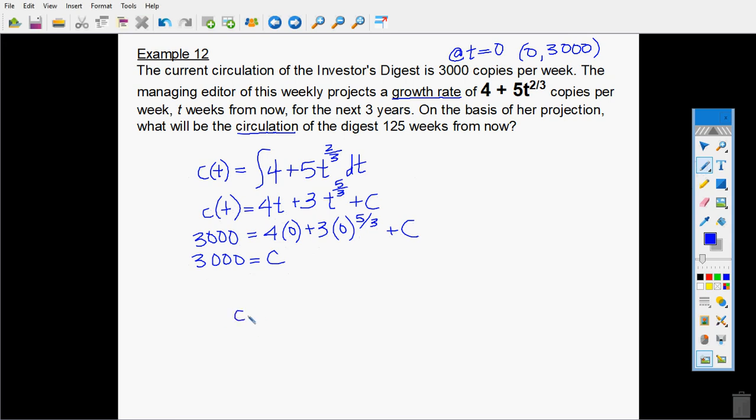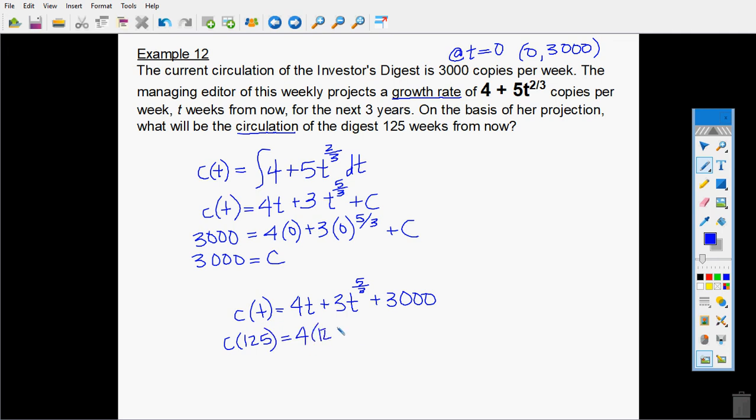So now I have that C of t is 4t plus 3t to the 5/3 plus 3,000 is my circulation function. So now I want to know in 125 weeks. So I want to know C of 125.